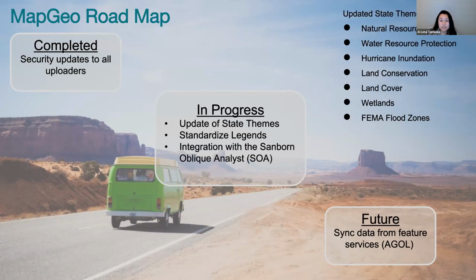Remember, as states release new public data, always feel free to reach out if you'd like to see it on MapGeo for your community to engage with. In addition, something we're really excited about is the integration with SOA, which is a Sanborn Oblique Analyst tool, which Rebecca will touch on a little bit later with us today in the webinar. Lastly, in the works is a ton of backend maintenance for MapGeo, always in the works, and I'll share how you can reach out to us later on. And this includes the ability to sync ArcGIS Online feature services.